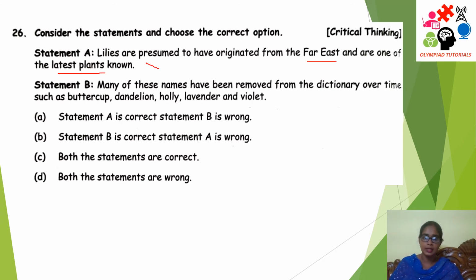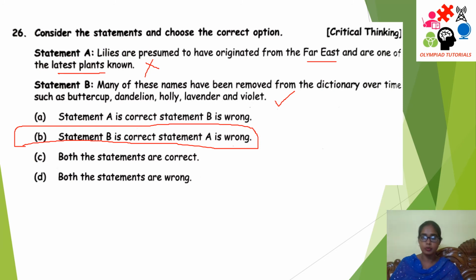So statement A is absolutely wrong, and statement B is correct, because when you see the Oxford Dictionary, over a period of time, these words have been replaced with certain other words. So option B, statement B is correct and statement A is wrong. This is your correct option.